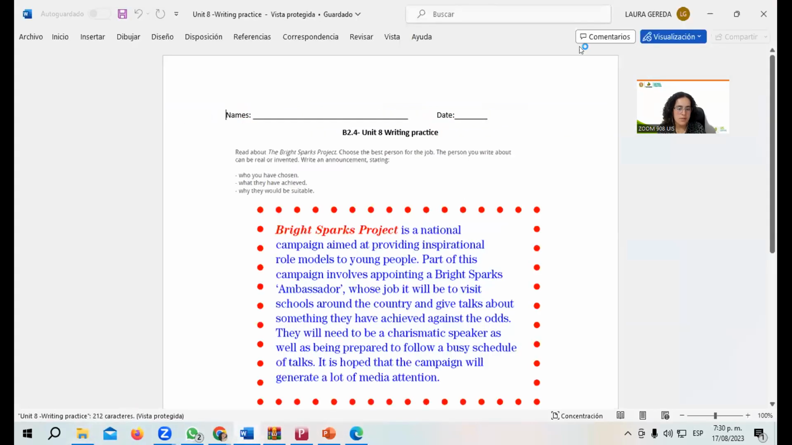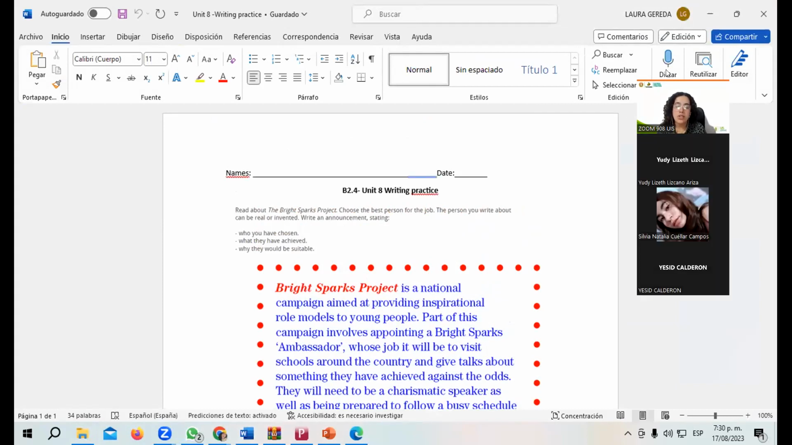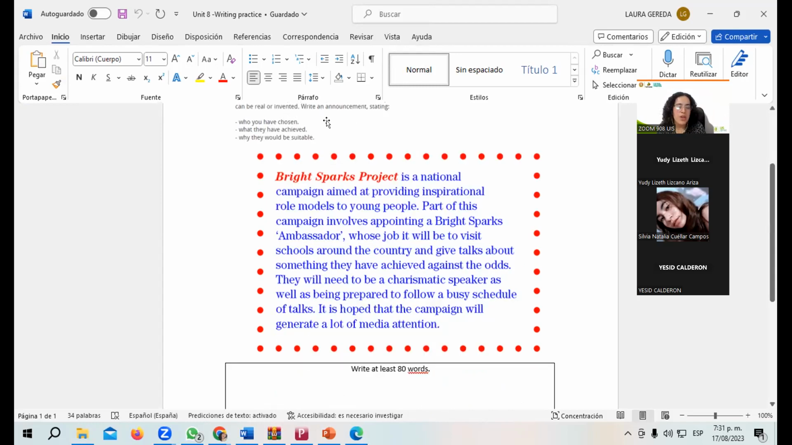Okay, it's loading here. All right, so the activity says, read about the Bright Sparks project. Choose the best person for the job. You can choose a real person, a real celebrity, someone that works in charity, or you can invent, create a new person, okay? So you're going to write here why you chose this person, what have they achieved, and why they would be suitable for this project, okay? So the project is a national campaign with the goal of providing inspirational role models to young people. So a role model for young people.